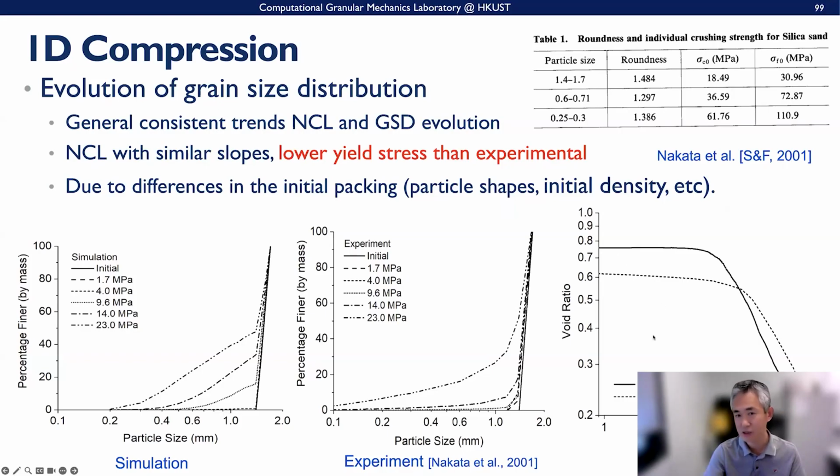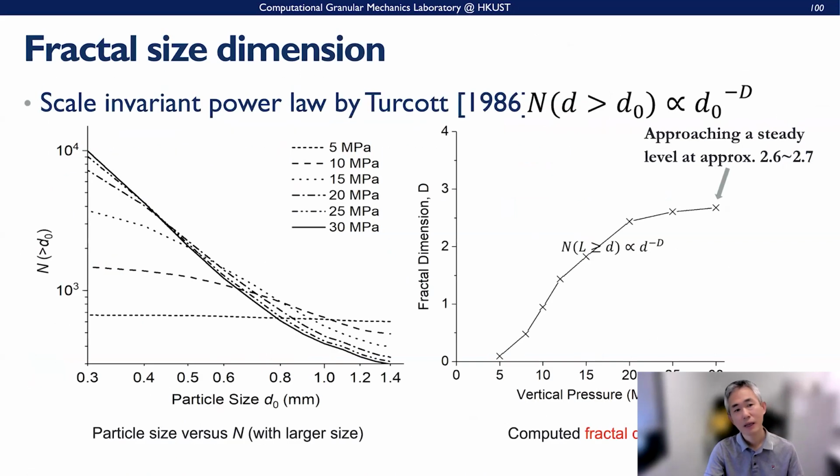Of course, there is some difference, but generally the trends agree with each other well. Also, because in our simulation the particles are spheres, while the silica sand, even if rounded, is not a perfect sphere, there are differences here.